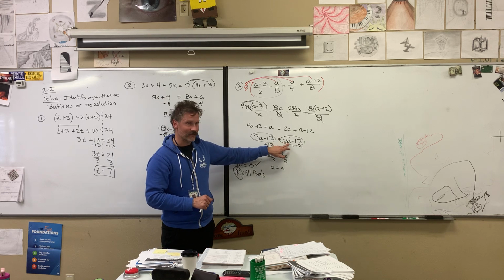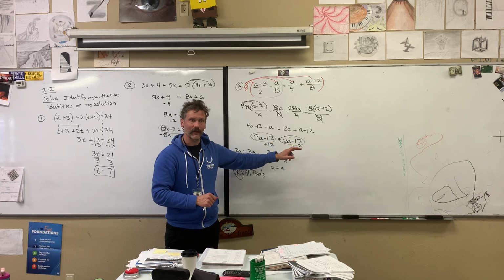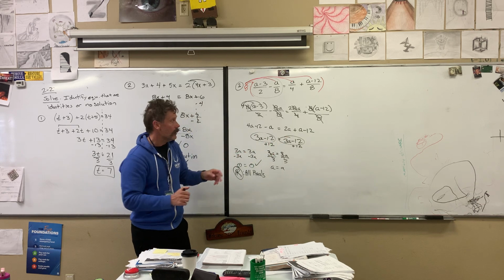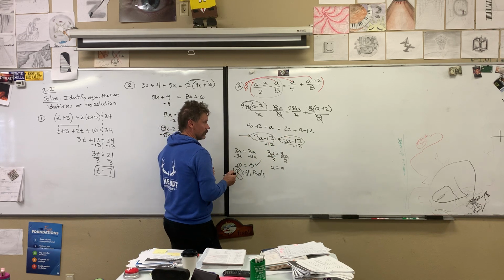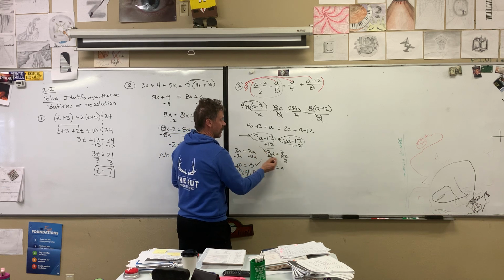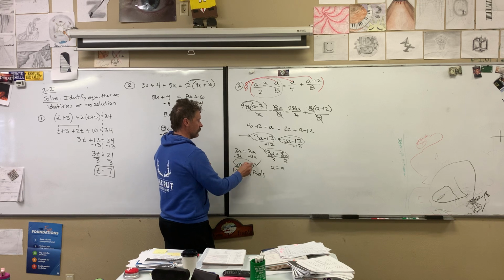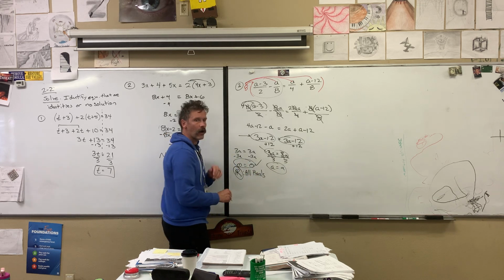3 times 5 is 15. 15 minus 12 is 3. 3 equals 3. So no matter what you plug in, it'll work. So you could recognize at this point, it's all reals. 3A equals 3A. Oh, it's the same thing. Okay, all reals. 0 equals 0, all reals. A equals A, all reals.